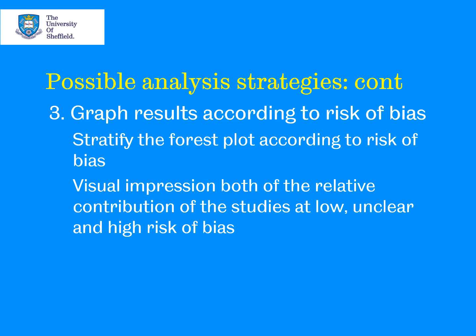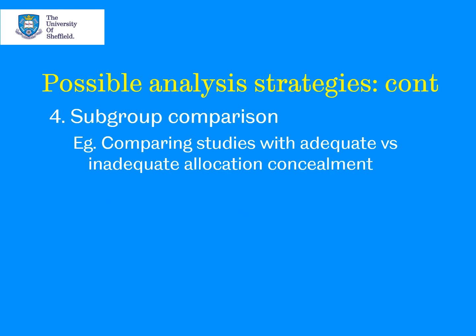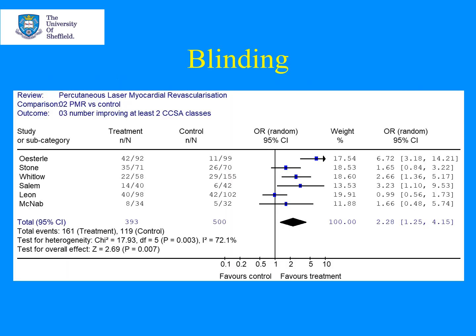Or we could graph the results according to risk of bias, so that we can actually see the relationship between the effect of the contributing studies and the risk of bias of the contributing studies, and so we're therefore able to make an interpretation of the likely risk of bias. And then finally, we could look at particular study features and analyze those in subgroups. So, for example, comparing studies that have adequate allocation concealment with those with inadequate allocation concealment, as expressed by the diamond.